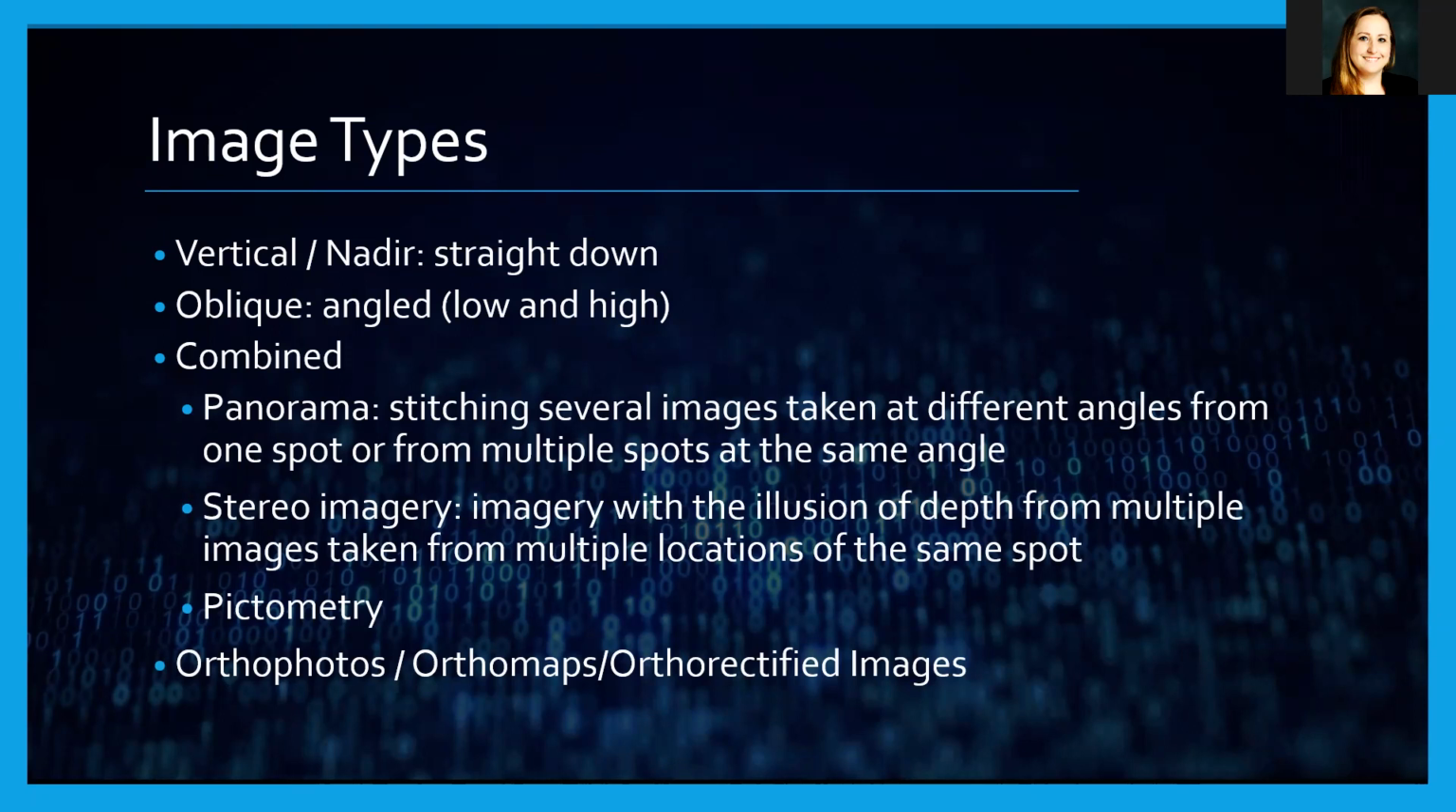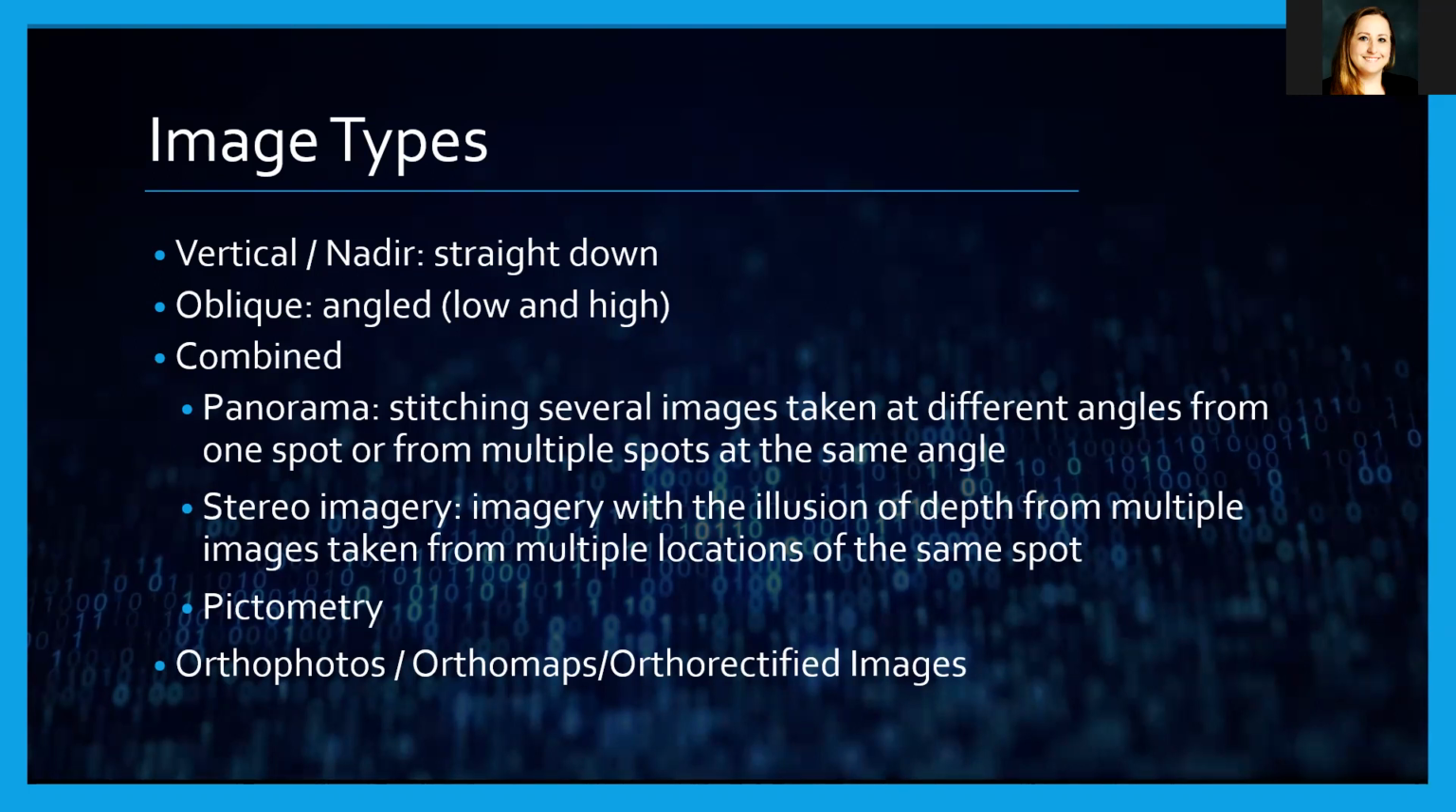Oblique images are images that are taken from an angle. If the image is taken from a low angle relative to the Earth's surface, they are called low oblique, while images taken from high angles are called high or steep oblique. These images are often combined and can be done so in multiple ways depending on the purpose of the output image.